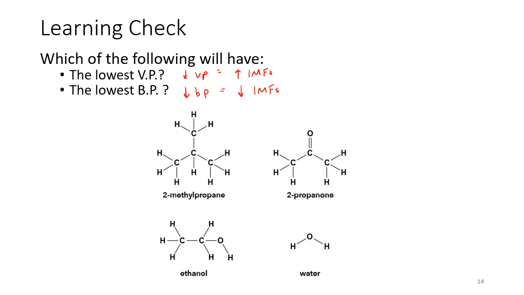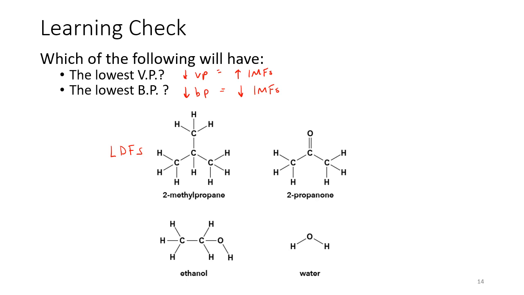2-methylpropane, 2-propanone, ethanol, and water. 2-methylpropane is a hydrocarbon made up of only carbon and hydrogen. It has no polarity to it. It's a nonpolar molecule. Therefore, the only intermolecular forces to consider are London dispersion forces.